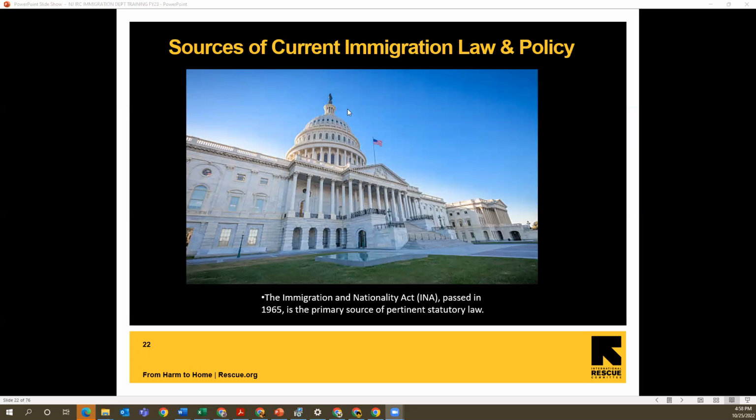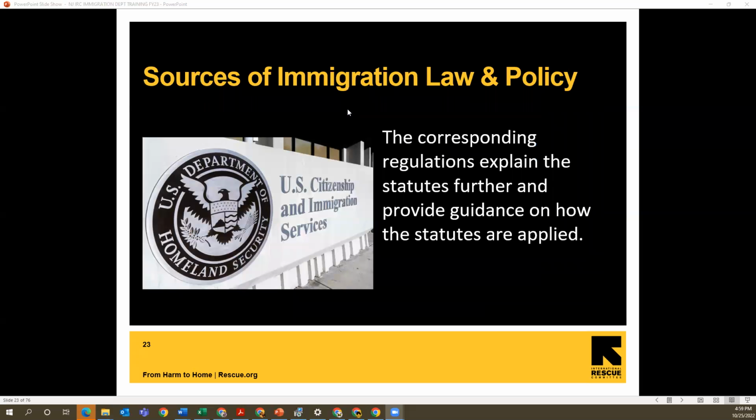So what are the sources of current immigration law and policy? Well, the INA, the Immigration and Nationality Act, is our main statute. We always come back to it. It was passed in 1965, and it is the primary source of pertinent statutory law. Then we have the corresponding regulations that explain the statute further and provide guidance on how the statute is applied. This is how regulations work. They cannot go beyond the scope of the statute, but they can flesh it out.